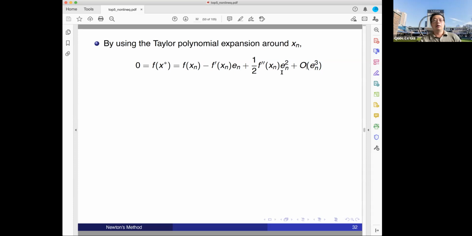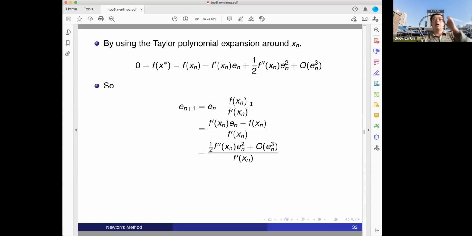And for now, I just ignore it. So far so good, right? So this one is, remember, a minus en, and this one is a plus en square because the minus got squared. And then you just take the formula xn plus 1 equals xn minus f xn over f prime xn. Then en plus 1 is just xn plus 1 minus x star, and en is xn minus x star. So then you got this equation.